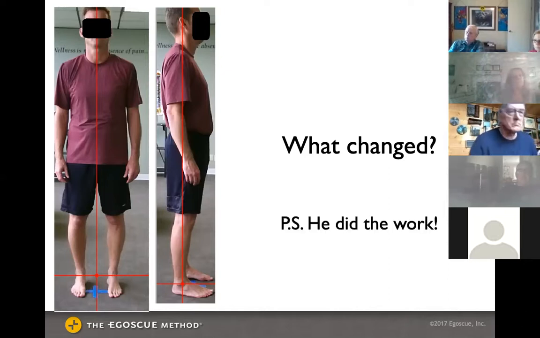And of course, the important thing here is he did the work, right? This is all stuff that you have control over. You're doing the exercises, so you don't have to rely on anything or anyone else to have this success. You can change your body for the better with the right tools.